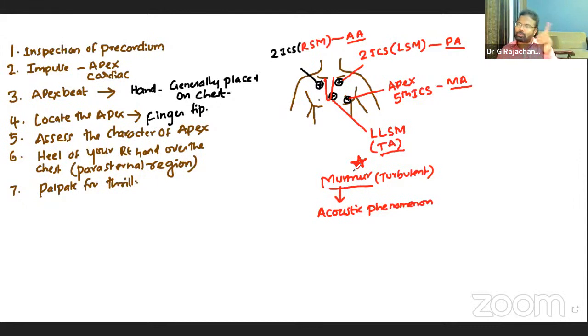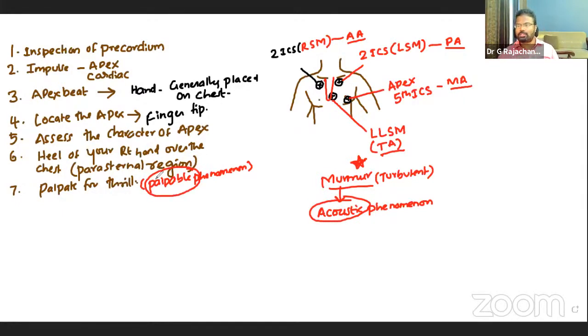Murmur is an acoustic phenomenon. It will be associated with a thrill. Thrill is a palpable phenomenon. Please remember, thrill is a palpable phenomenon. So a high grade murmur will have an acoustic phenomenon as well as a palpable phenomenon.